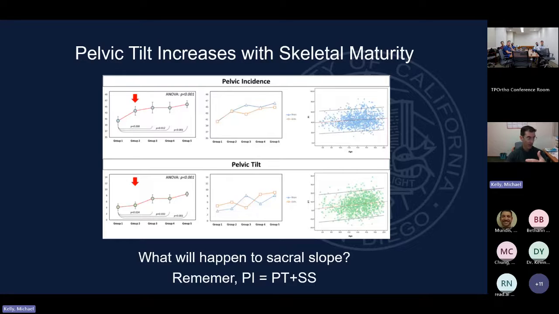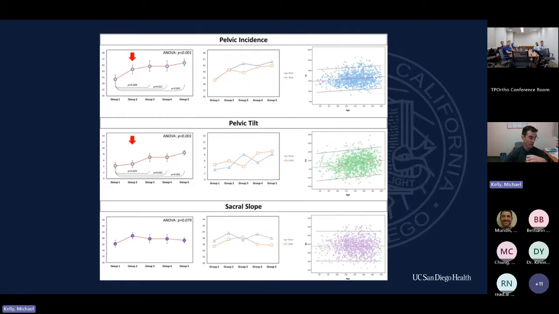So that means what happens to sacral slope? Sacral slope is unchanged. That's the bottom slide here, right? Sacral slope does not change over time.